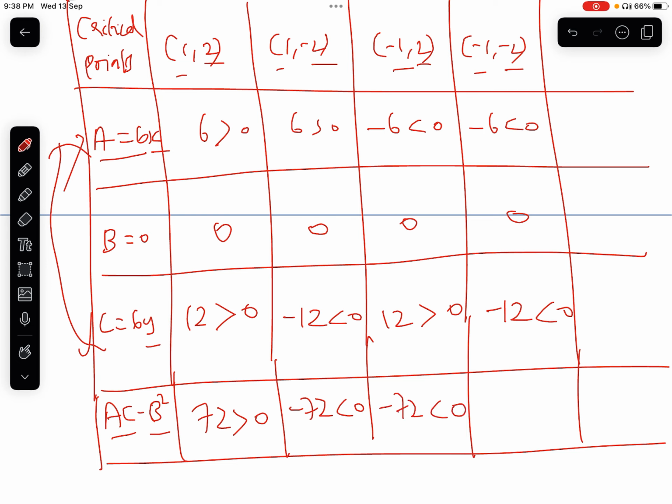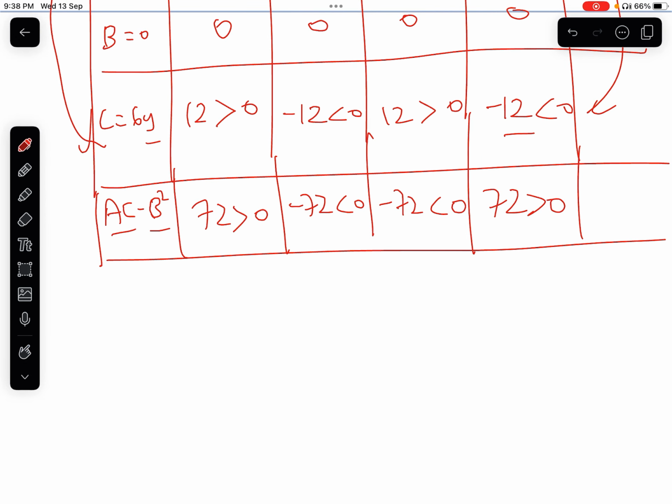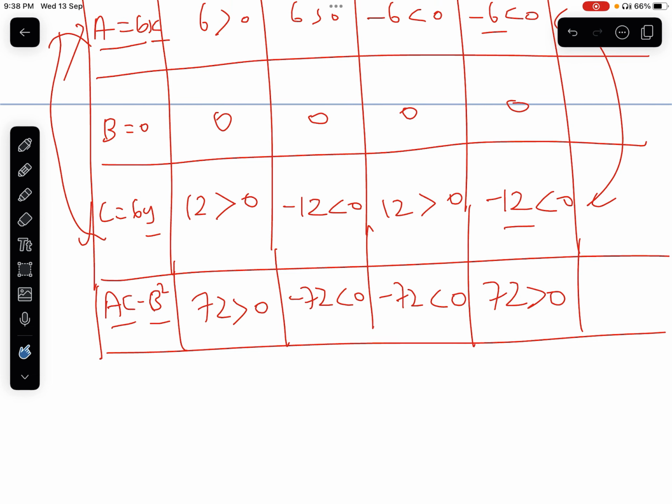And again here, this is a little tricky, so in the final conclusion I'll say about this. Minus 6 into minus 12: since both are minus into minus, it becomes plus, and 72 is greater than 0. Okay, now if you look at the individual values of A, the first coordinate point, and C, both are positive, so therefore we can write it is a minimum point.